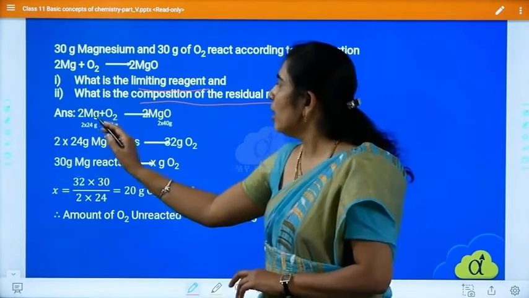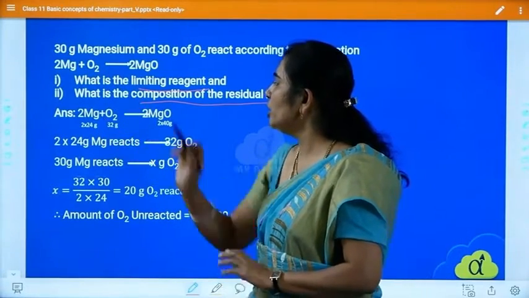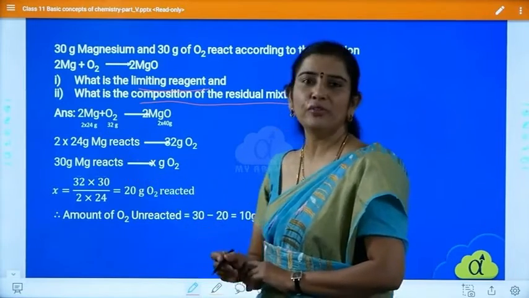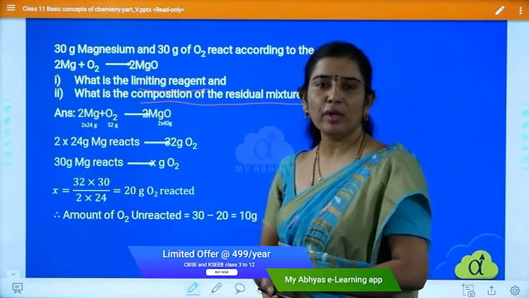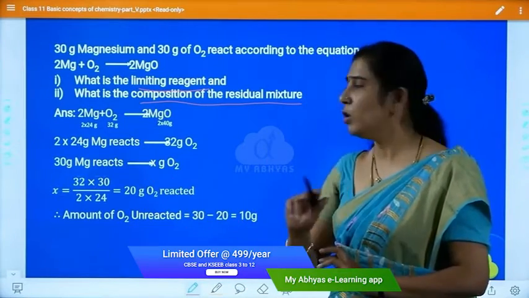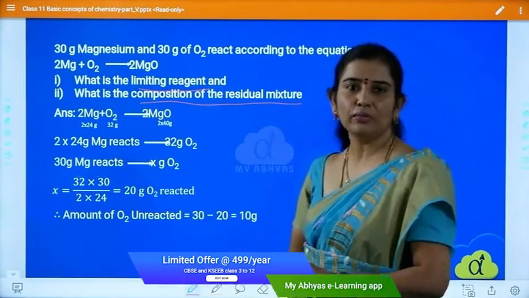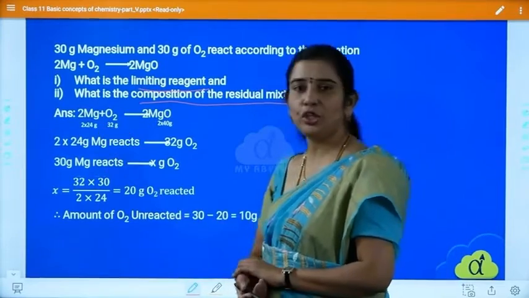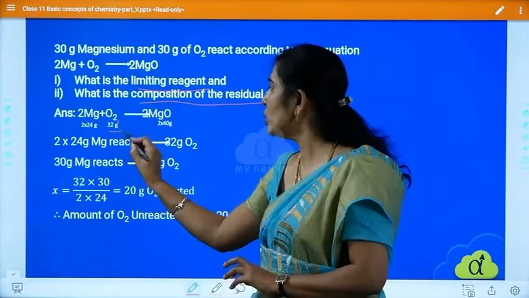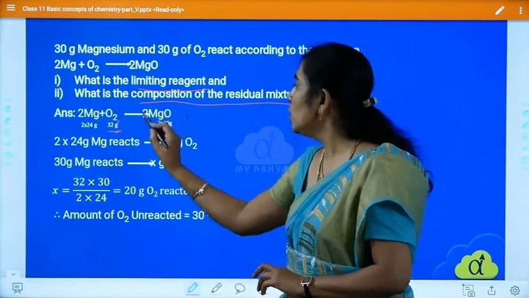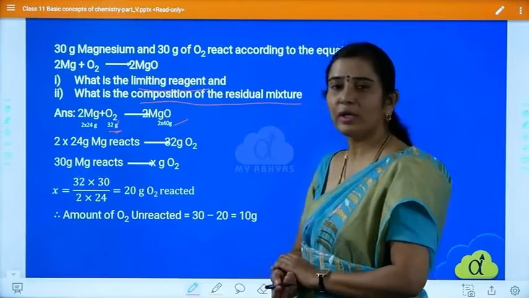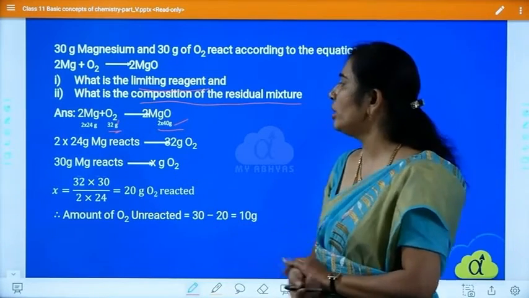Now here, 2 moles of magnesium. What is the atomic mass of magnesium? 24. 1 mole of magnesium means 24 gram, so 2 mole means 2 into 24. When 2 moles of magnesium react with 1 mole of oxygen, 1 mole means 32 gram, you will get 2 moles of magnesium oxide. 1 mole of magnesium oxide means 40, so 2 mole means 2 into 40.